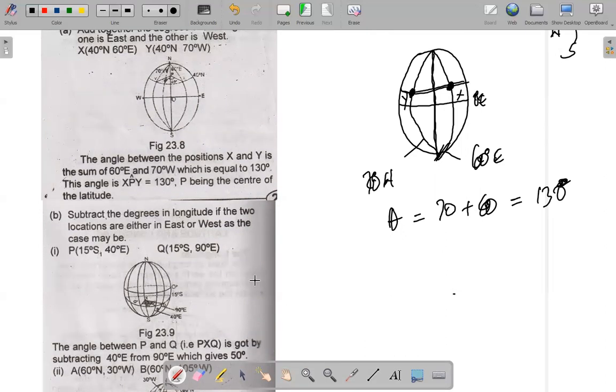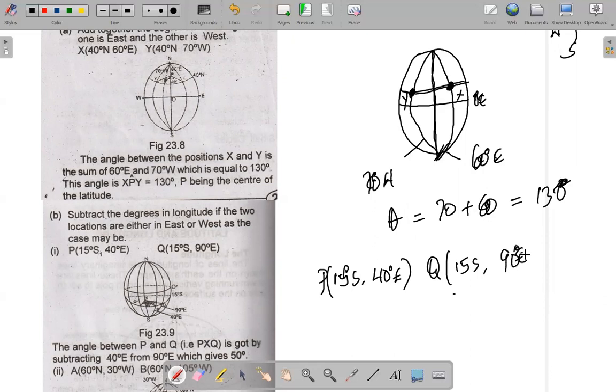Point P is on latitude 15° south, 40° east. Point Q is on latitude 15° south, 90° east. How do we locate these 2 points?